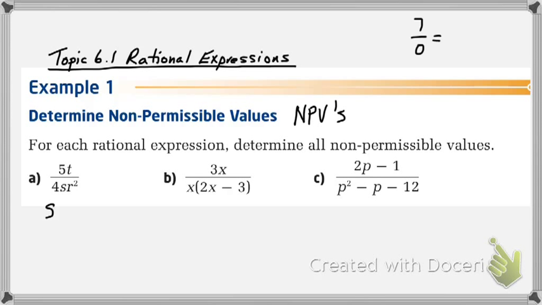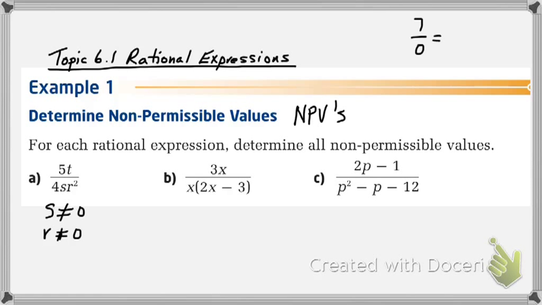In our first example, 5t over 4sr squared, s cannot equal 0 and r cannot equal 0. If either s or r are equal to 0, then the whole denominator will be equal to 0 and our rational expression will be undefined.